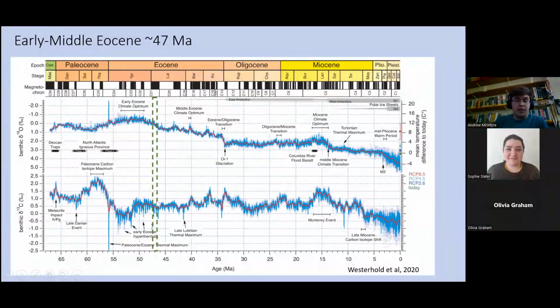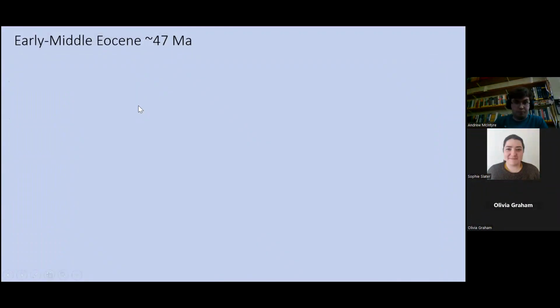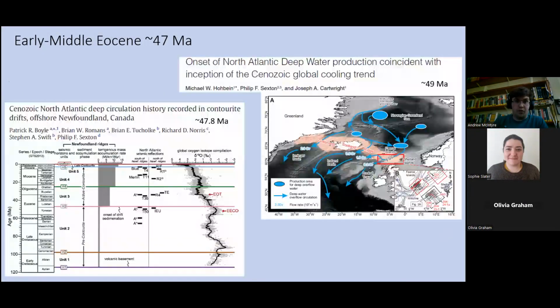So that's highlighted in this green box, and we've seen this figure already. This 47 million years ago is very proximal to the onset of this Cenozoic cooling trend, which is particularly interesting to see what ocean circulation is doing just after the start of this cooling trend. So around this time, there are two really interesting studies that have come out.